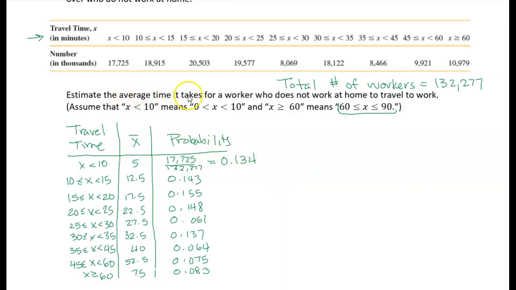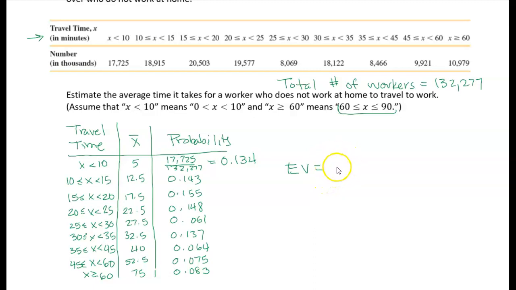It's asking for the average time it takes to get to work. I could take each one of these times the frequency and divide by 132,277, which would be another way to compute the average. But I'm going to compute the expected value. I'm going to take each outcome of the random variable x, which I've converted by averaging the endpoints of the time intervals, and multiply it times the probability. So I'm going to take 5 times 0.134, and then 12.5 times 0.143, and add those all up.